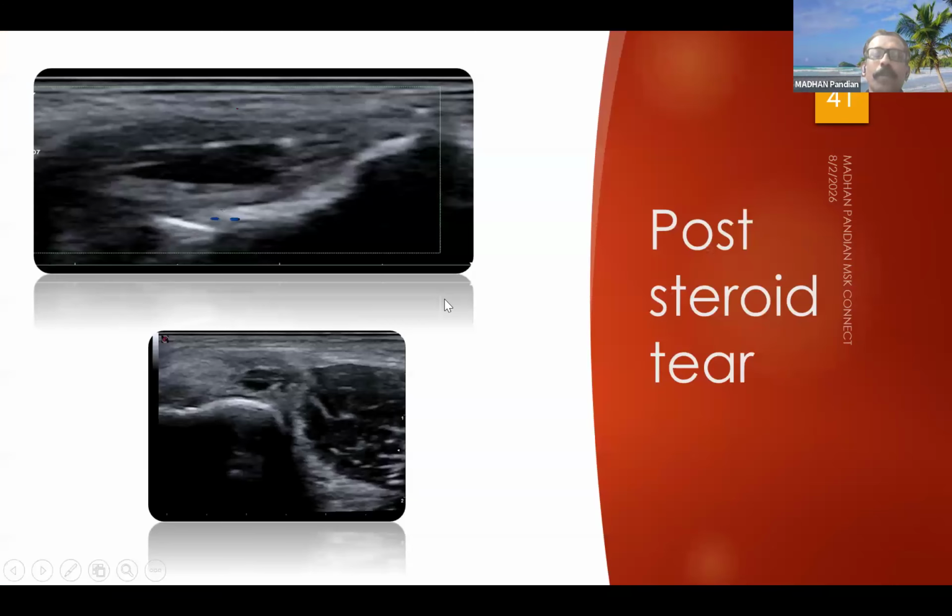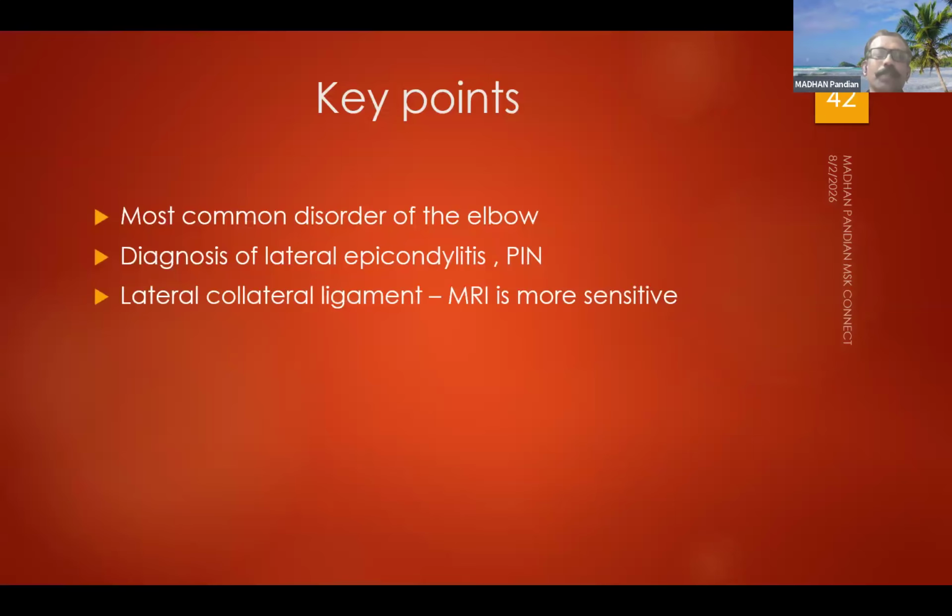If at all you are going to give the steroid into the tendon, with or without ultrasound guidance, this is what can happen. You can see there is a partial tear within the substance of the tendon, which is going to cause repeated friction, more pain, and possibly more substance tear if it is given inadvertently into the tendon substance.